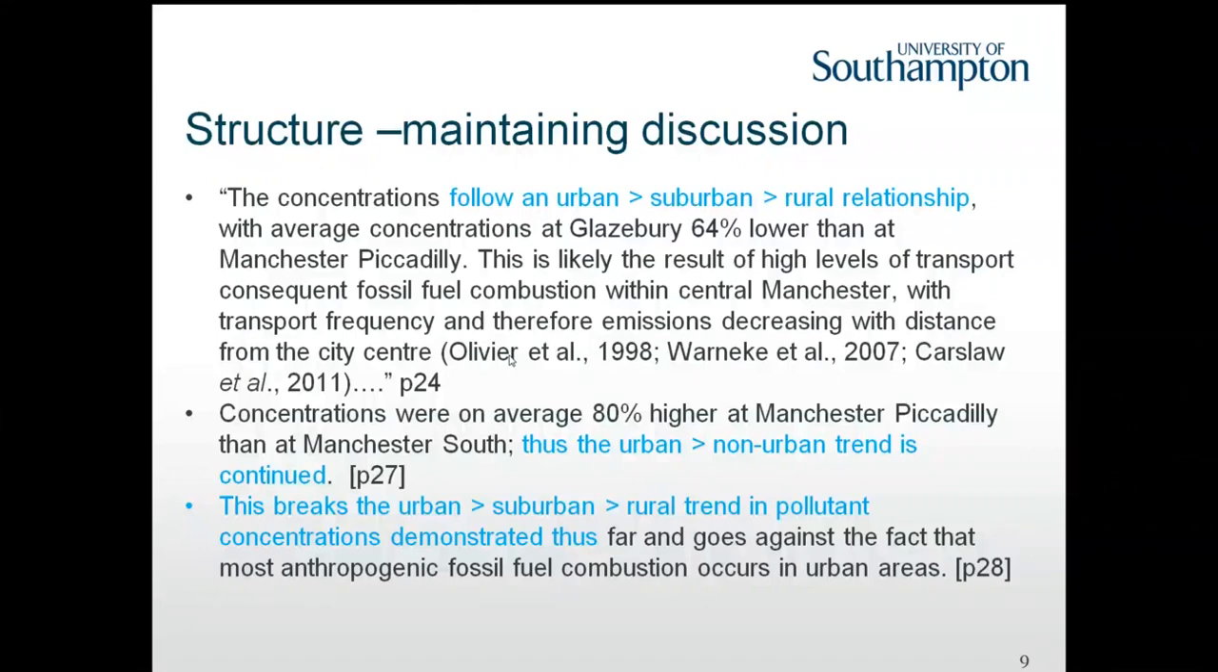When they next came across this trend into the sulfur dioxide section, they said concentrations on average 80% higher at Manchester Piccadilly than Manchester South. Thus, the urban-non-urban trend is continued. So comparing the two sections, you can see the second time they go into far less detail, far less explanation. But they also say that it is continued. They also draw the reader's attention to the fact that we've heard about this before and it's still going. The third time from the ozone, they state clearly, this breaks the urban-suburban-rural trend in pollutant concentrations demonstrated thus far. So again, that clearly states we've seen something before and now that's not happening anymore, which is useful for helping the reader follow the thread through the section.